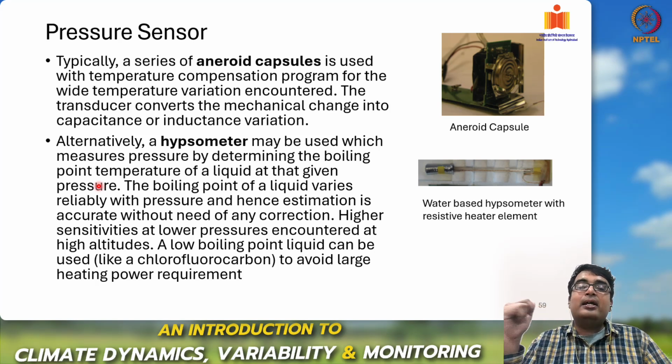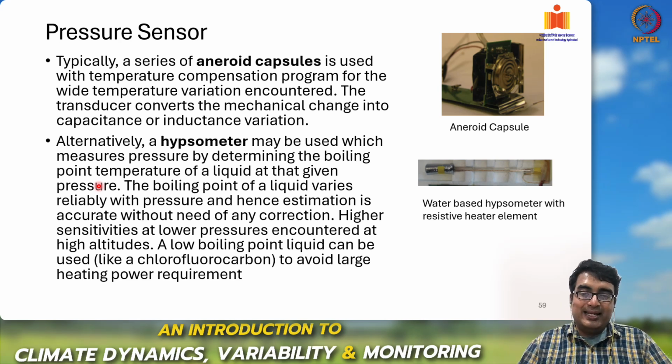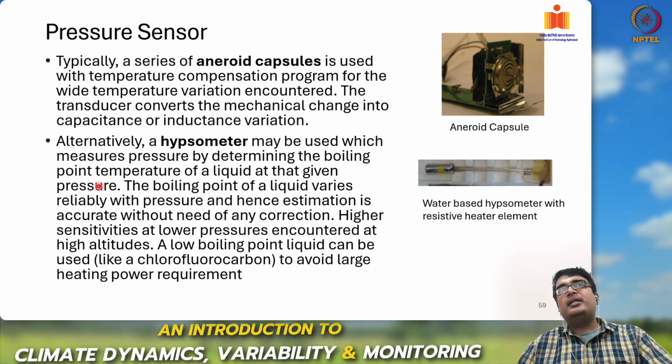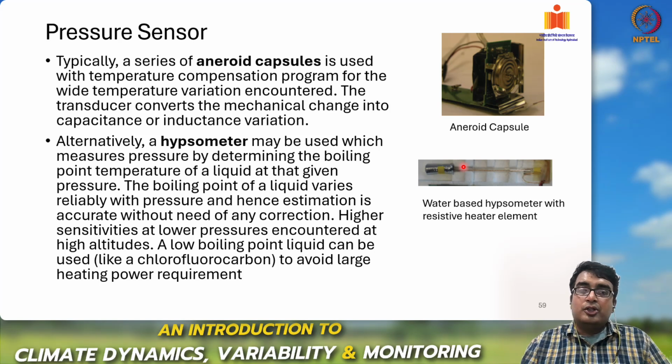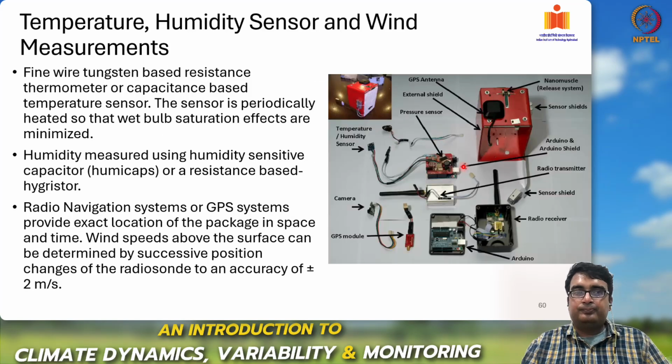And a low boiling point liquid like a chlorofluorocarbon or an alcohol, as I said, can be used to avoid a large heating power requirement, because you have to heat the liquid electronically on a periodic basis to measure the pressure. So that drains energy. So a small amount of low boiling liquid is often used. However, here we have taken a picture of a small hypsometer with a resistive heater element which contains water inside it. So these are the two ways of measuring pressure.